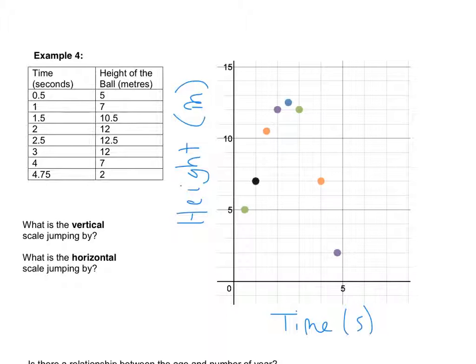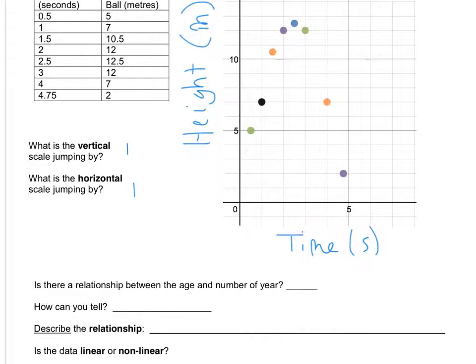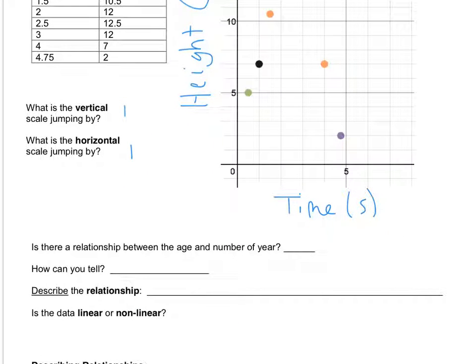We're asked what is the vertical scale jumping up by? It's easy. 1, 2, 3, 4, 5. And same with the horizontal. 1, 2, 3, 4, 5. So they're both going up by ones. Is there a relationship between the age and the number of... No, so this is wrong. So is there a relationship between height and time?